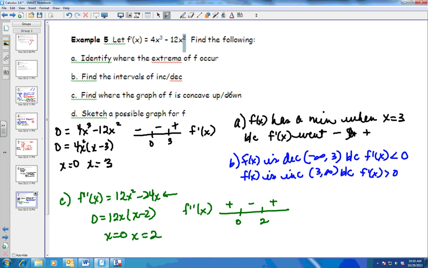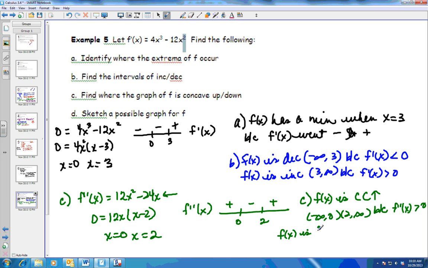So they just want to know where it's concave up and down. So f of x is concave up from negative infinity to 0 and from 2 to infinity because f double prime is greater than 0. And then f of x is concave down from 0 to 2 because f double prime is less than 0.